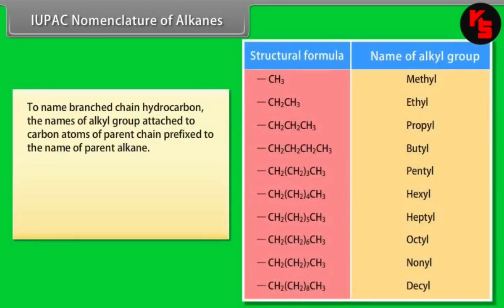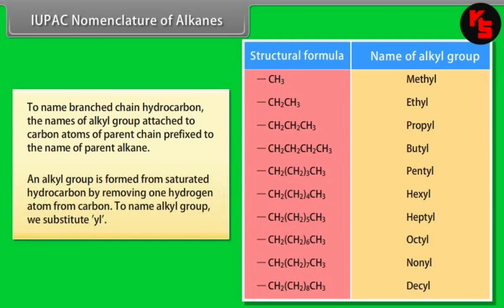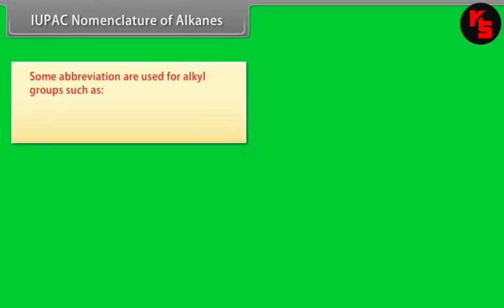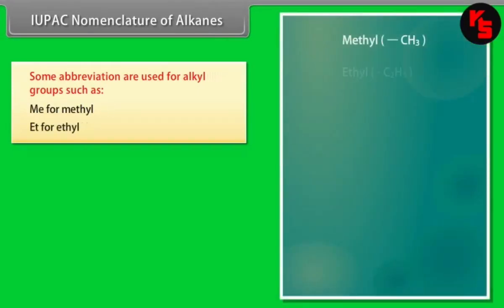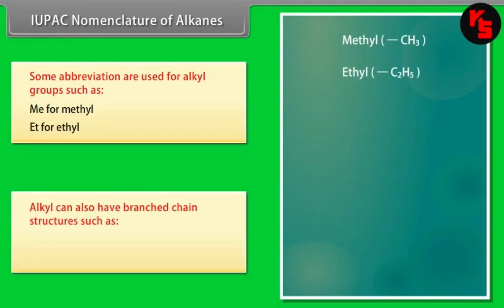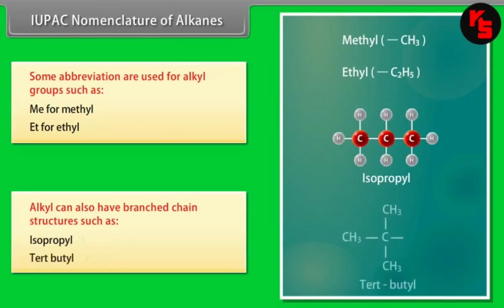To name a branched chain hydrocarbon, the names of the alkyl groups attached to carbon atoms of the parent chain are prefixed to the name of the parent alkane. An alkyl group is formed from a saturated hydrocarbon by removing one hydrogen atom from a carbon. To name an alkyl group, we substitute -yl. Some abbreviations are used for alkyl groups, such as Me for methyl and Et for ethyl. Alkyl groups can also have branched chain structures such as isopropyl and tert-butyl.